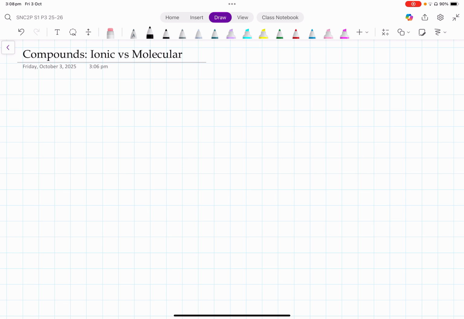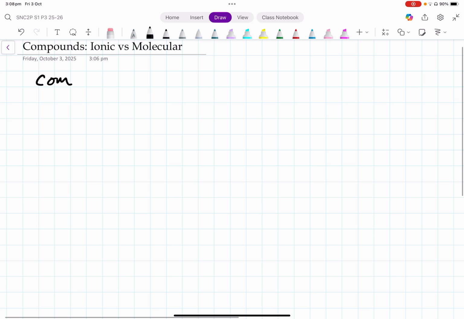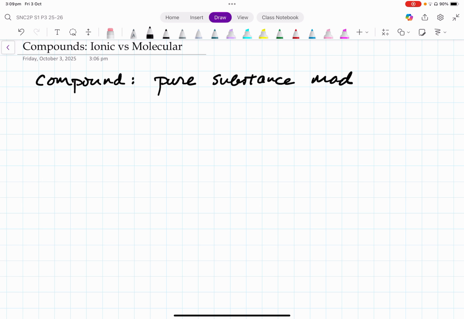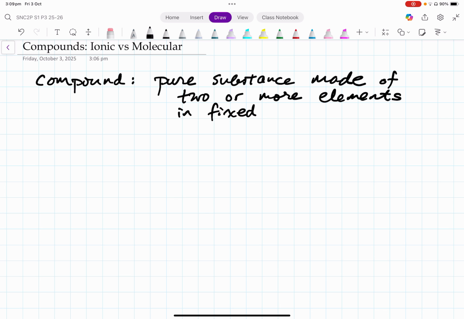We've got to remember what a compound is. A compound is a pure substance made of two or more elements in fixed ratios. Ratio sounds mathy, but whatever. It's like 2 to 1, 1 to 2, 3 to 2, whatever.